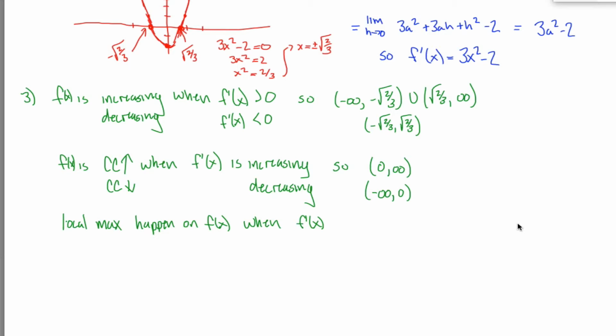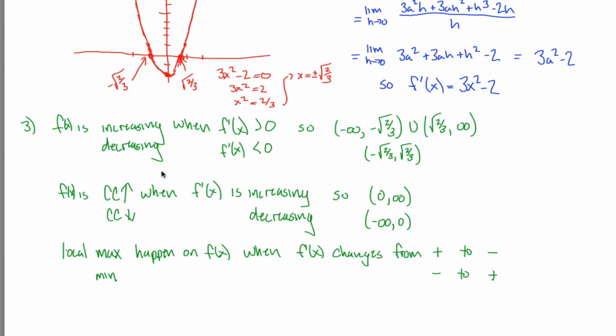So increasing and decreasing we can describe in terms of the derivative. The function's increasing, as we saw up here, when the derivative is positive, and it's decreasing when the derivative is negative. So local maxes happen when f prime of x changes from positive to negative. It used to be going up, now it's coming down. There must have been a local max right there. Similarly, a local min happens on f of x when f prime of x changes from negative to positive. So where does that happen?